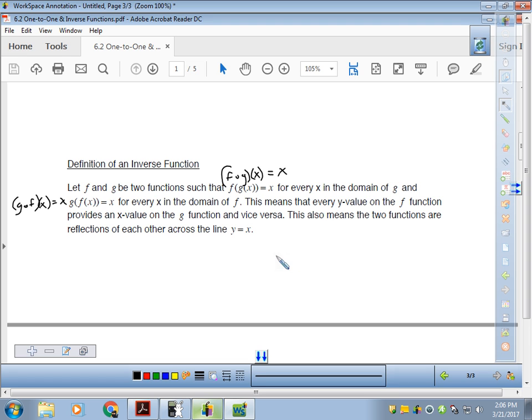That also means, though, that functions that are inverses are a reflection across the line y equals x. Because the y and the x are switching places, y is equal to x and x is equal to y, and so it's a reflection across that line.